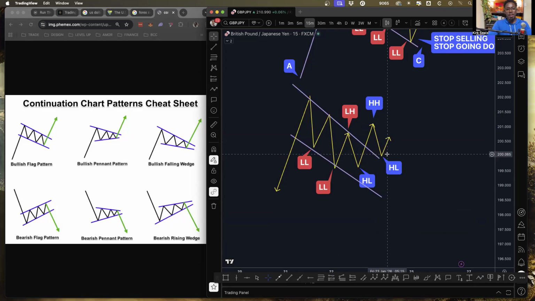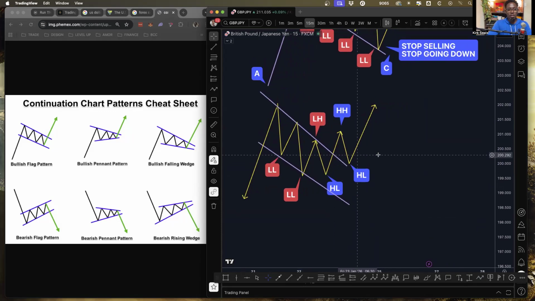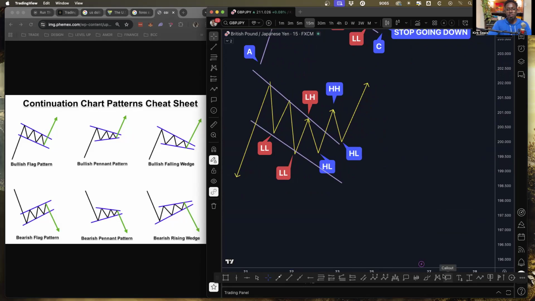When we get that second higher low, that tells us price is committed. And around this area is where we would look to place that buy. All right. So when a flag is happening, we look for the first higher low. We enter on the second higher low.